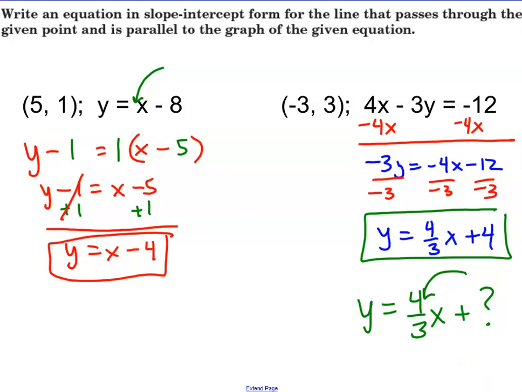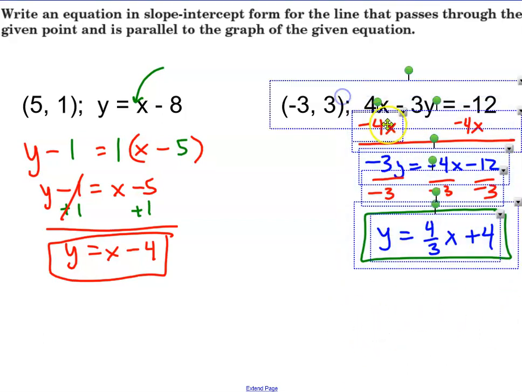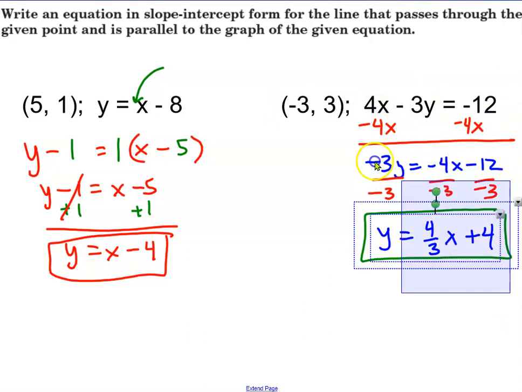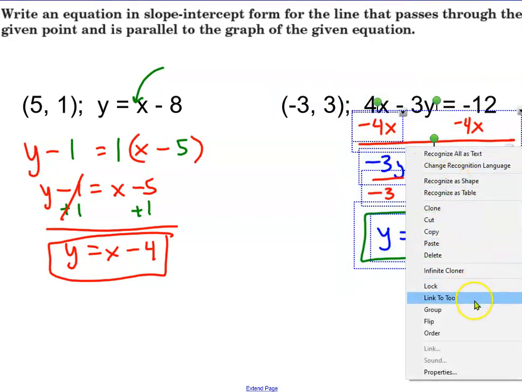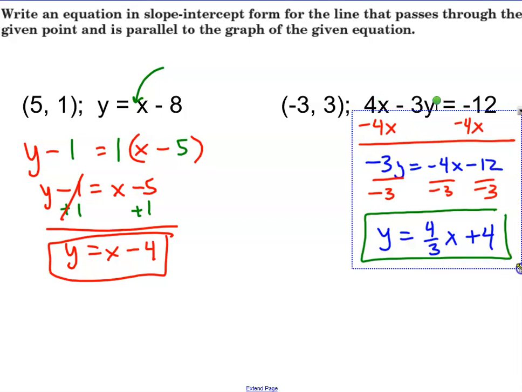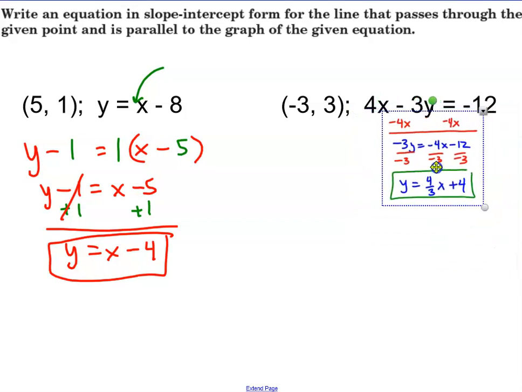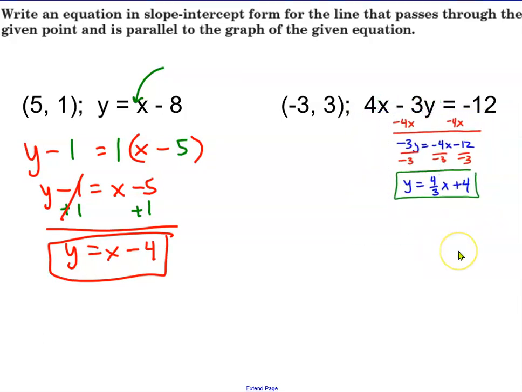So here's what I'm going to do. I'm going to take this part, I'm going to erase this for now, and let's see if I can't just shrink this down a little bit so we can fit all of our work in here nice and neat. All right. Okay. So my equation is y equals 4/3 x plus 4. My point is this. My slope is 4/3. And now I'm ready to begin.